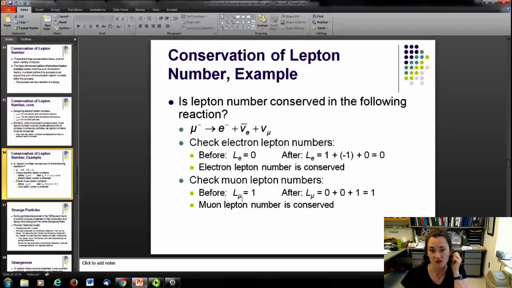You also have to check the muon lepton number. So before you have a muon, so that's got a number of 1. And then after, the electron and the antineutrino for the electron, those both have muon lepton numbers of 0. And then you have your muon neutrino here, and that has a muon lepton number of 1. So you have 1 on the left-hand side and 1 on the right-hand side, so muon lepton number is conserved.